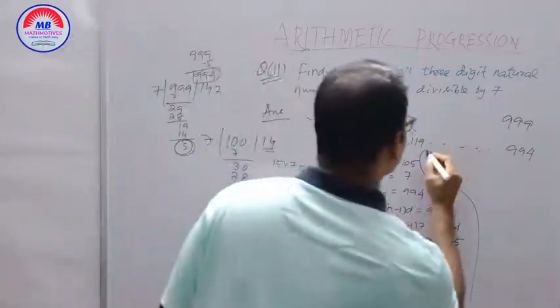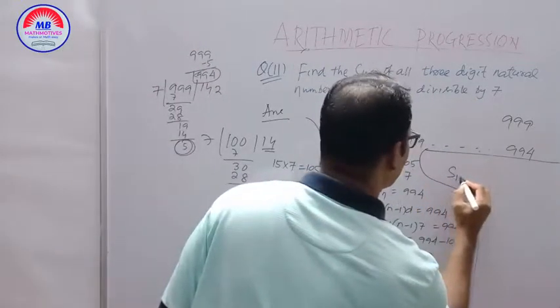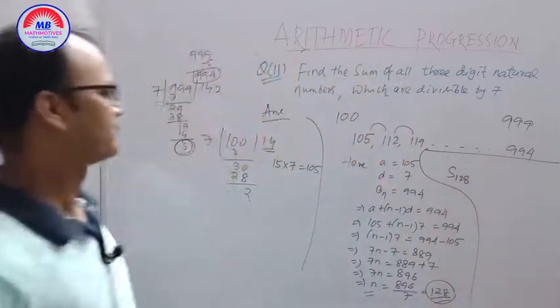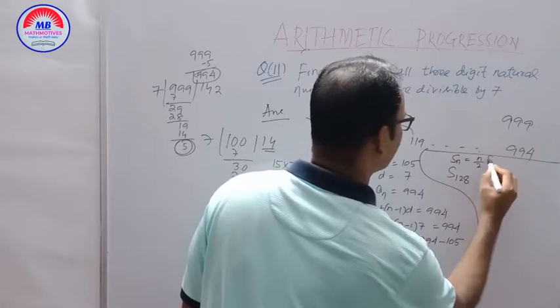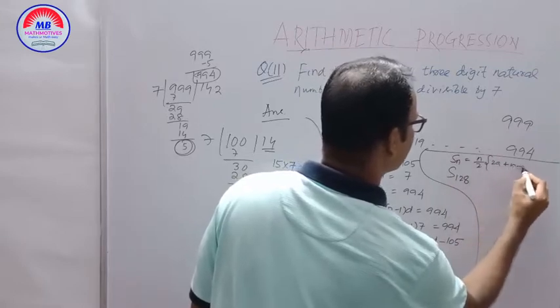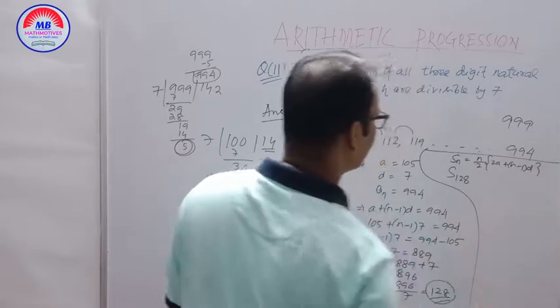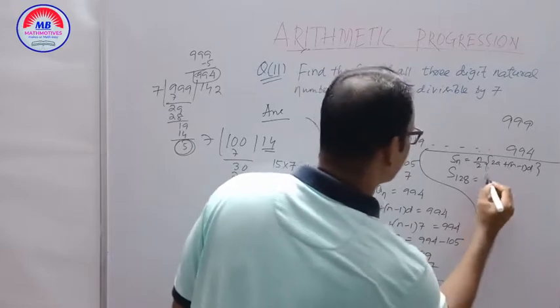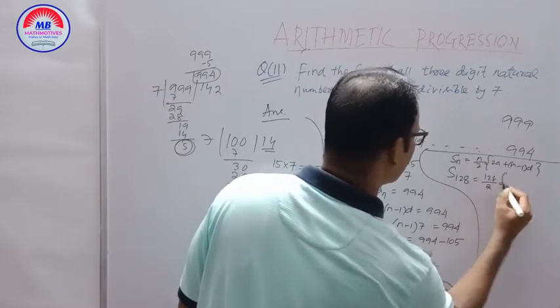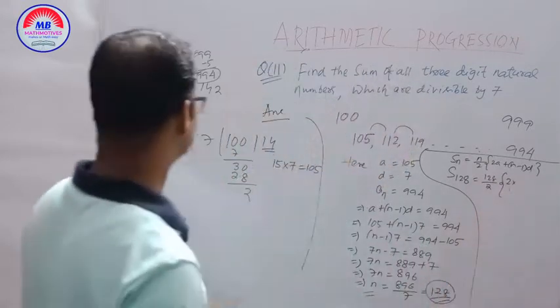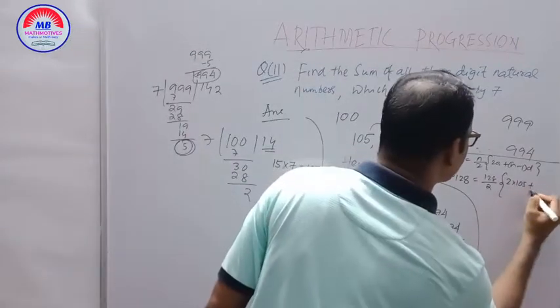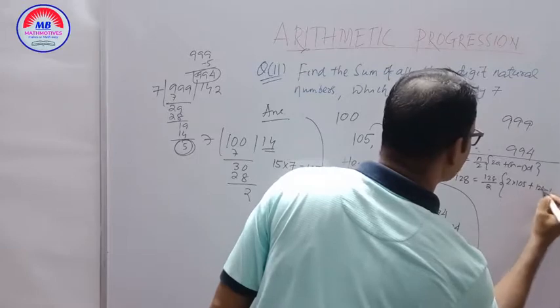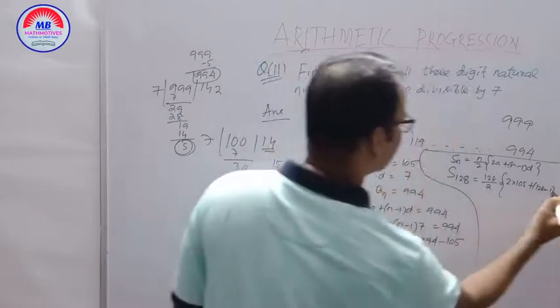So we find here S128. Okay, so the formula is Sn equal to n by 2 into (2a plus (n minus 1) into d). Write n equal to 128 by 2 into 2a. The a value is 105, plus (128 minus 1) into d. d is 7.